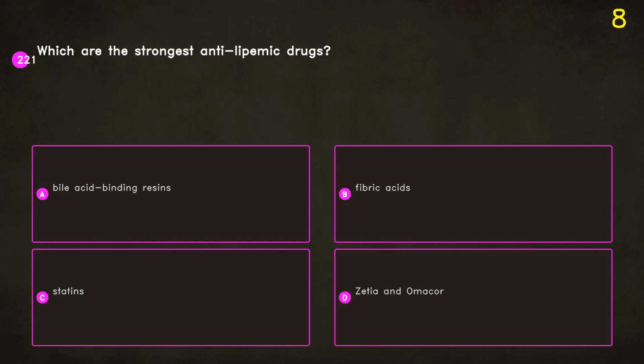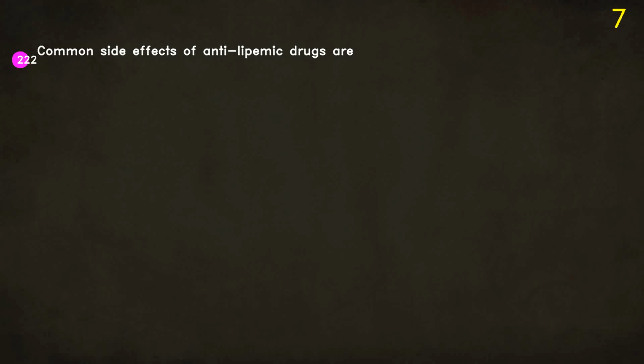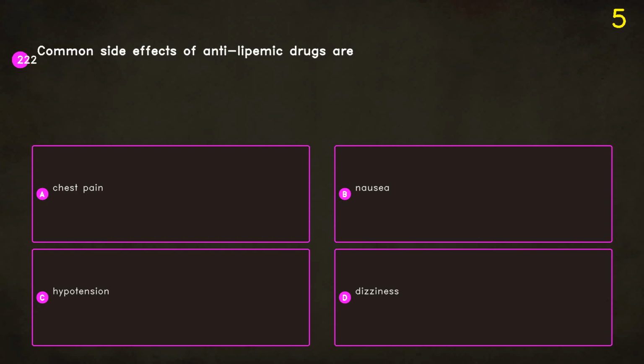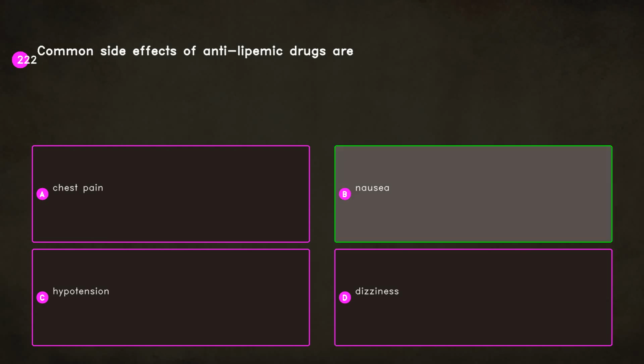Question 221. Which are the strongest antilipemic drugs? A. Bile acid binding resins. B. Fibric acid. C. Statins. D. Zetia and Omacor. The correct answer is statins. Question 222. Common side effects of antilipemic drugs are A. Chest pain. B. Nausea. C. Hypotension. D. Dizziness. The correct answer is nausea.